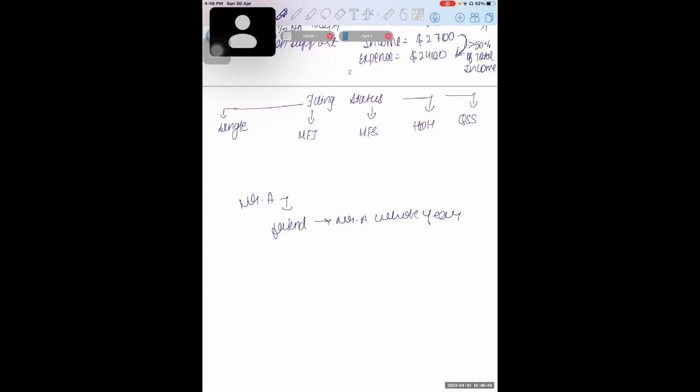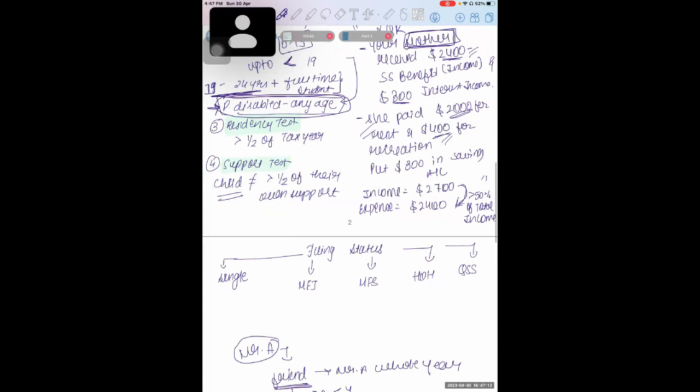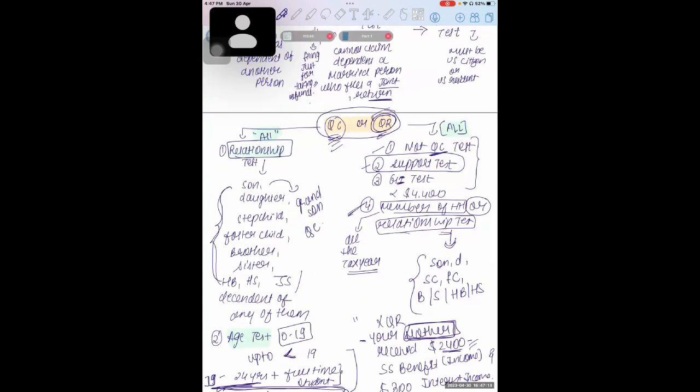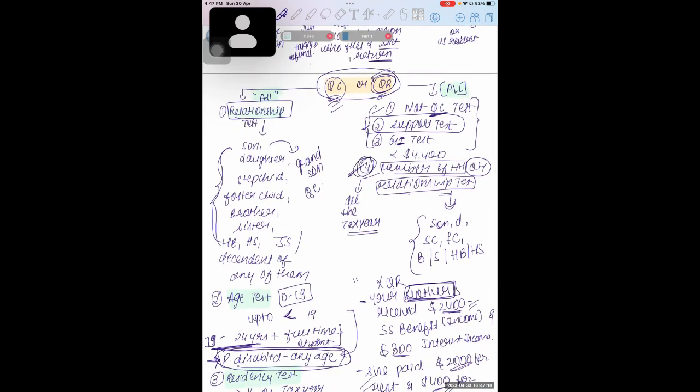Okay. Then in that case, can Mr. A claim his friend as a qualifying relative? Yes or no? This is a very simple question, guys. Mr. A, assume that all other three tests are fulfilled. The gross income test is fulfilled, right? The first, second, and third tests are fulfilled. I'm just talking about the fourth test.